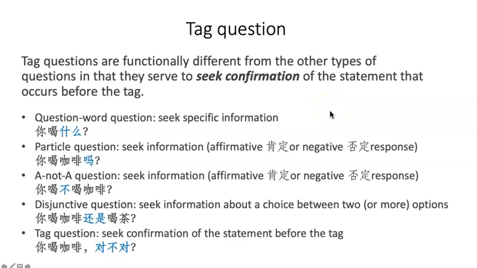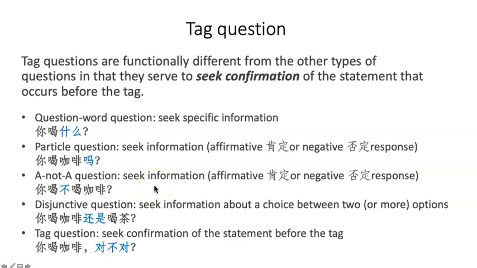Let's have a brief review of the previous 4 types of questions and their functions. Question word question is to seek specific information targeted by the question word. 你喝什么? What? That's a specific piece of information that the questioner is seeking by using question word question. Particle question seeks information. However, this information is either affirmative or negative, 肯定 or 否定。你喝咖啡吗? So either affirmative or negative. 我喝咖啡 or 我不喝咖啡。So that is also a piece of information, although either affirmative or negative.